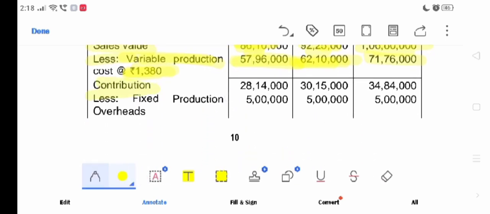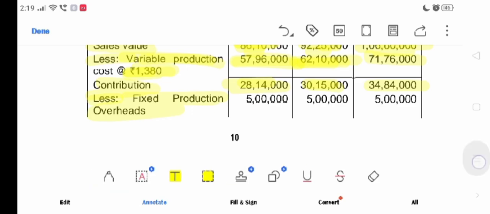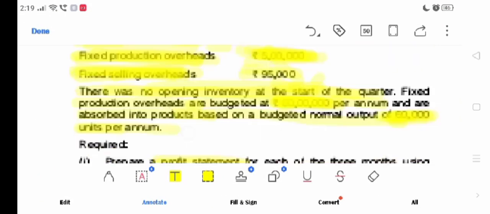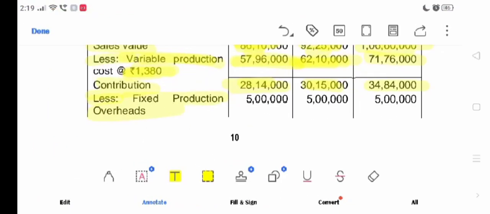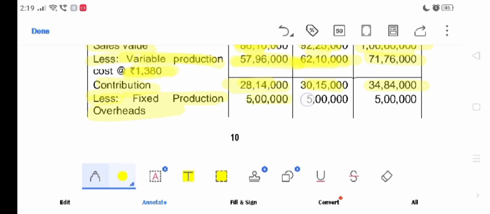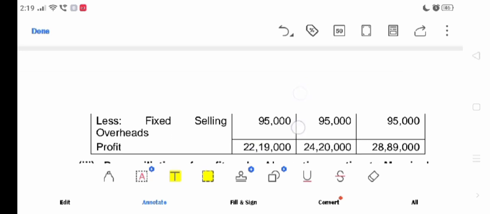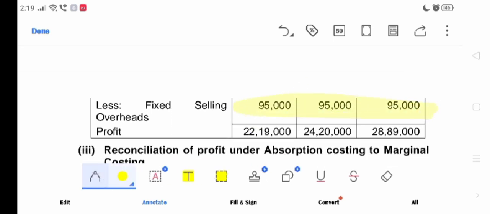Now this is the contribution. After subtracting variable cost from sales, we get the contribution, no? We have to reduce the fixed production overhead cost. What are those two fixed costs? Fixed production overheads and fixed selling overheads. Here there is no need to take per unit. So 5 lakh for all the 3 months and 95,000 for all the 3 months, we get the profit of 22 lakh 19,000 for April, 24 lakh 20,000 for May, and 28 lakh 89,000 for June.